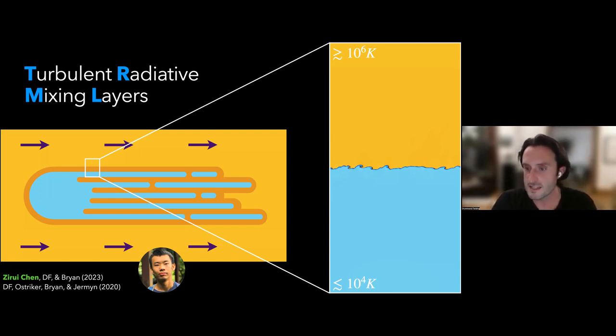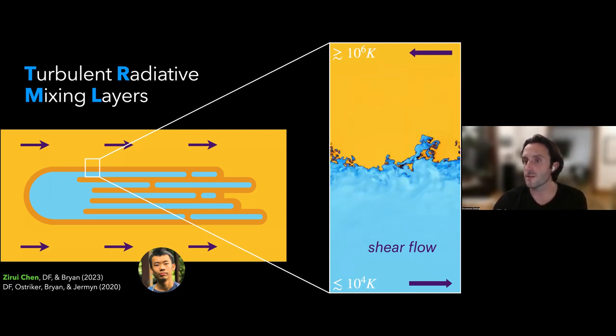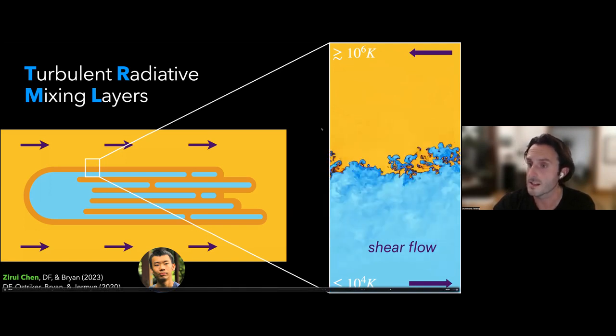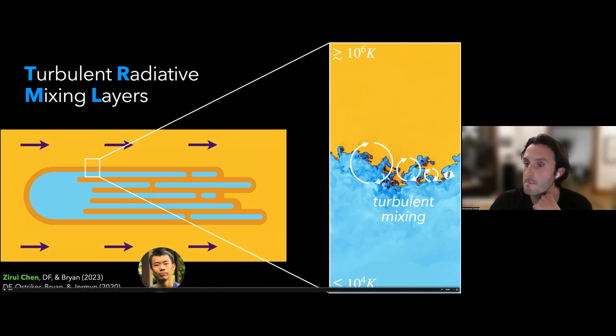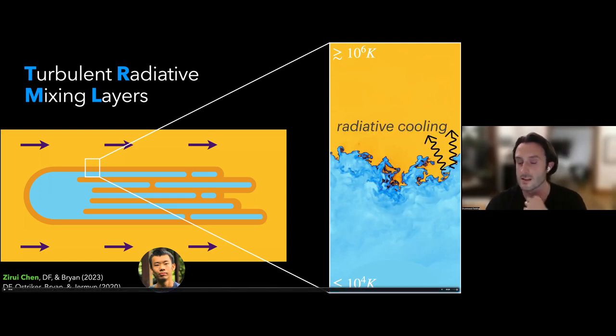So the basic idea here is that we have cold gas on the bottom, hot gas on the top, and they're moving relative to each other. And this shear flow gives way to the Kelvin-Helmholtz instability, which in turn leads to the development of turbulence. This turbulence mixes the two phases, which enables the hot gas to radiate away its energy via this collisional excitation and then radiative de-excitation process.